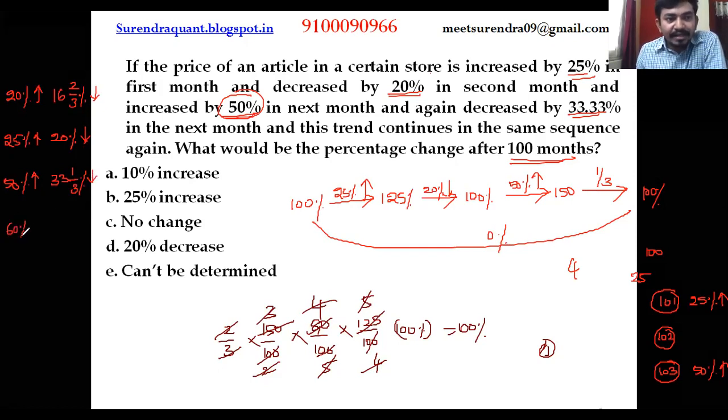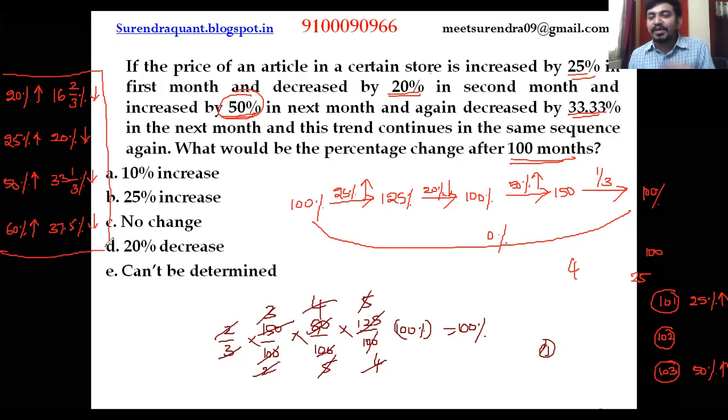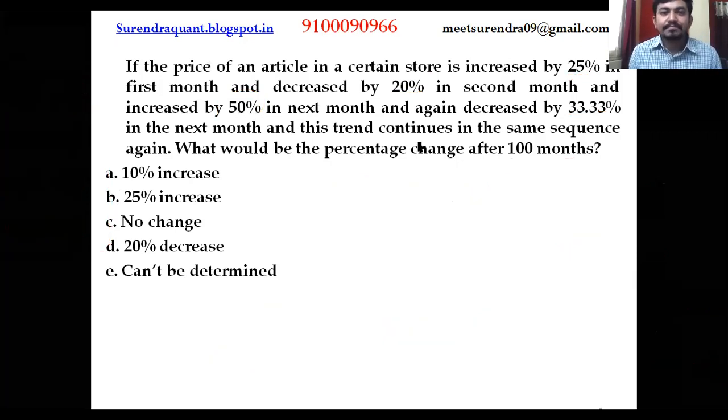If one value increases by 60%, in the next month, if it decreases by 37.5%, again there is no change. So these 4 are very important combinations of percentage increases and decreases to have no change in value. Okay, understood? Very interesting question, right? So let's move on to the next question.